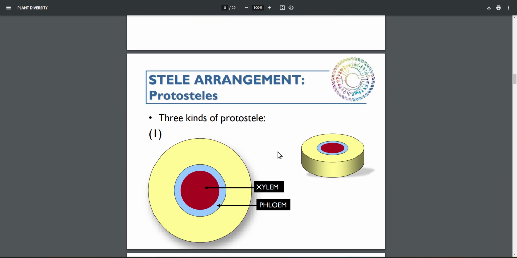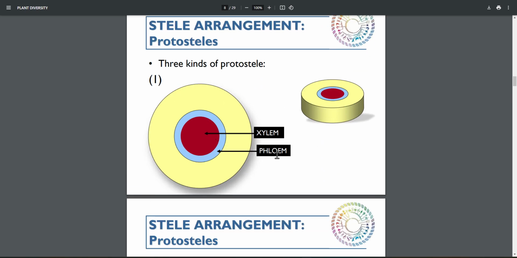All right. So let's first talk about protosteles. Protosteles, three kinds. One's a very simple xylem inside, phloem outside, circular kind. And one more thing.